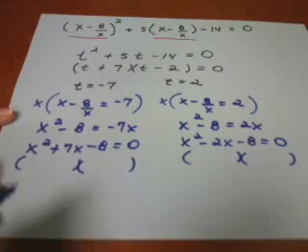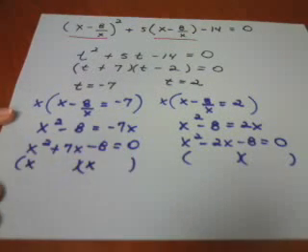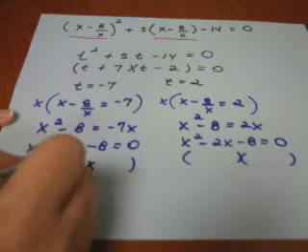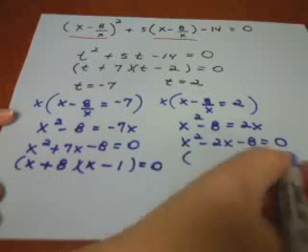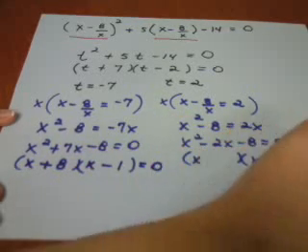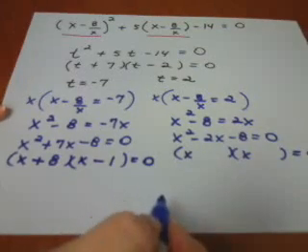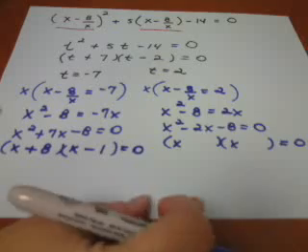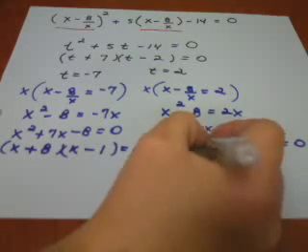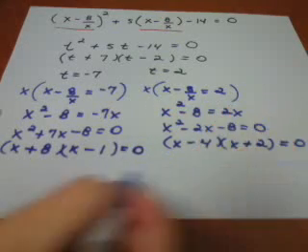With my first equation, two numbers that would multiply to give me negative 8 and add to give me a positive 7 are positive 8 and negative 1. Okay, over here, I would need two numbers to multiply to give me negative 8 and add to give me a negative 2. And that would be negative 4 and positive 2.